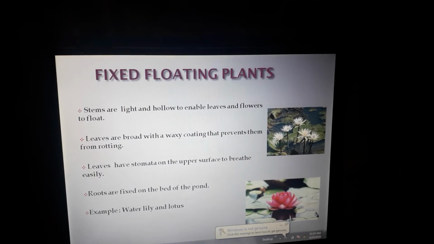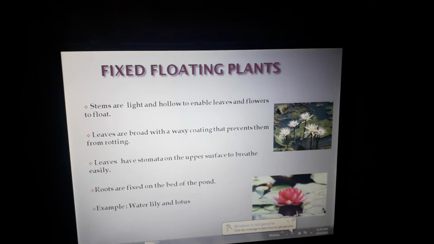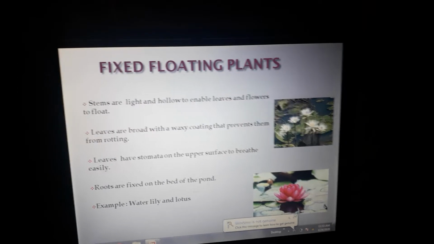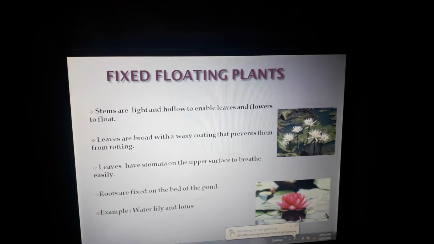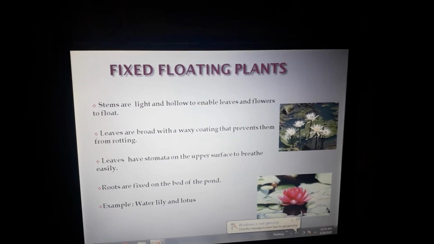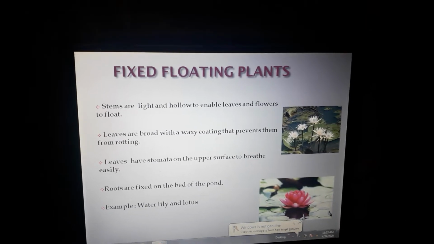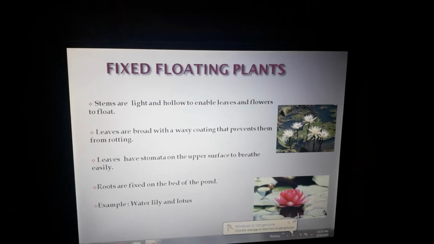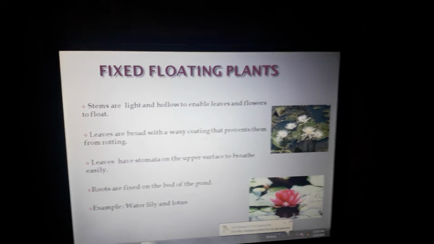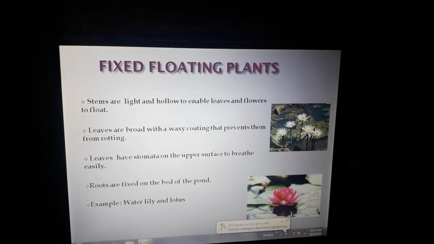As you studied in the first chapter, stomata are present on the lower surface of the leaf, but that was in the category of terrestrial plants. In the aquatic plants, stomata are present on the upper surface. Roots are fixed on the bed of the pond. Examples of these plants are water lily and lotus.